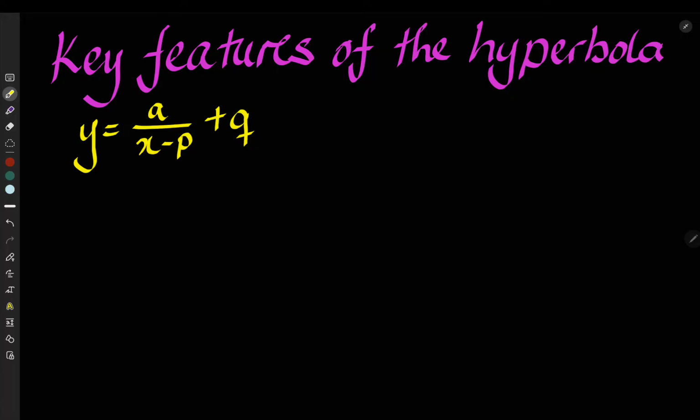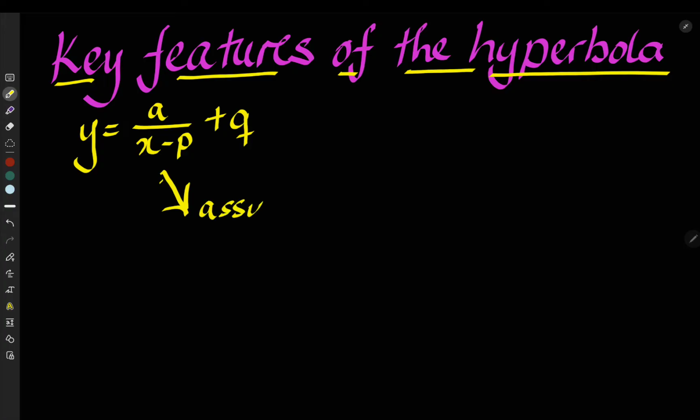Now, moving on to the key features of the hyperbola. What are the key features of the hyperbola? So remember, we say that we have got a general equation, y = a/(x - p) + q. But what is p and q? So p is the vertical asymptote. It's called an asymptote. So maybe you haven't met such a term. An asymptote is very easy to define.